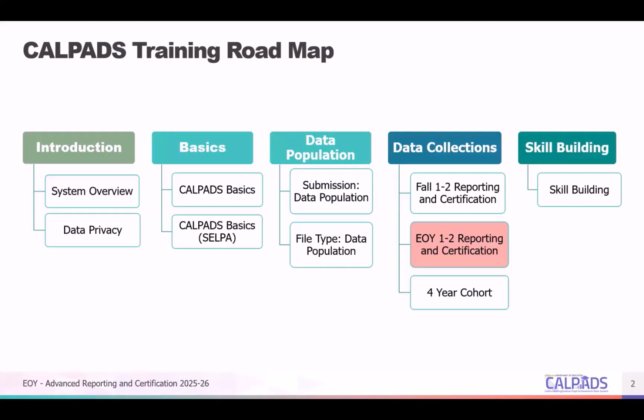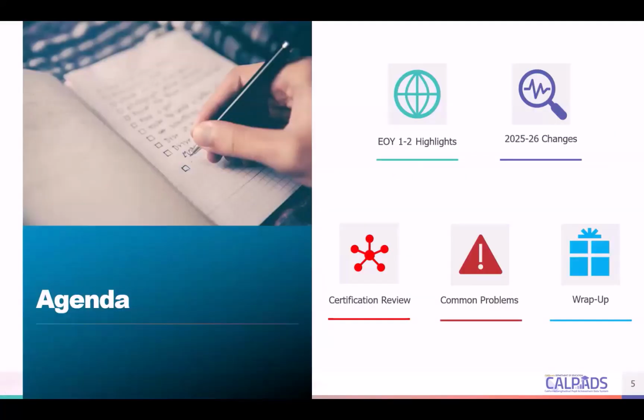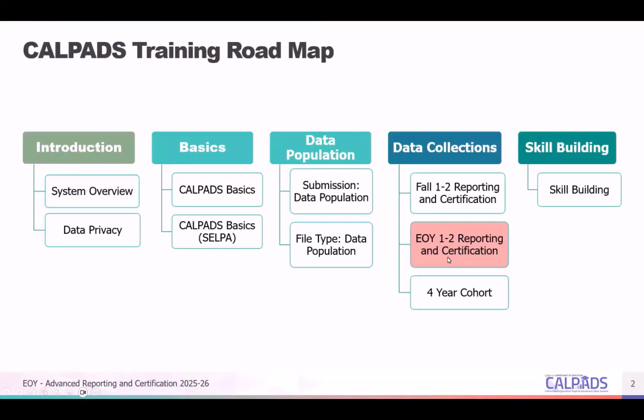This slide reflects the CALPADS course catalog. In the top, we have the various subject areas and their respective programs shown below each one. And the first three skill areas contain programs that are the prerequisite for the data collection programs and the EOY Advanced, which is part of the end of year 1 and 2 reporting and certification that you're watching today. We also have the skill building programs consisting of courses which are available in self-paced format that you may have viewed before, or you have the ability to do so on the CSIS YouTube channel.